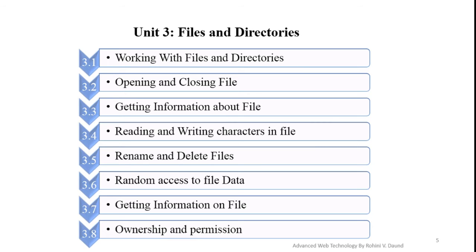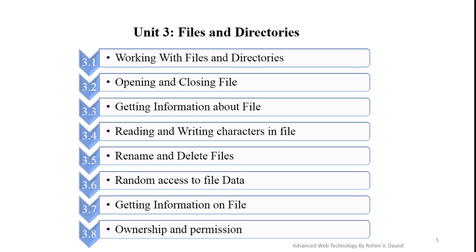Next topic is random access to file data. PHP also provides random access to file data by using some predefined function. Some are, first one is fseek, sets the file position indicator for the file reference by handle. Next one is ftell, it returns the position of the file pointer reference by file handle. These are some functions related with random access to file data.